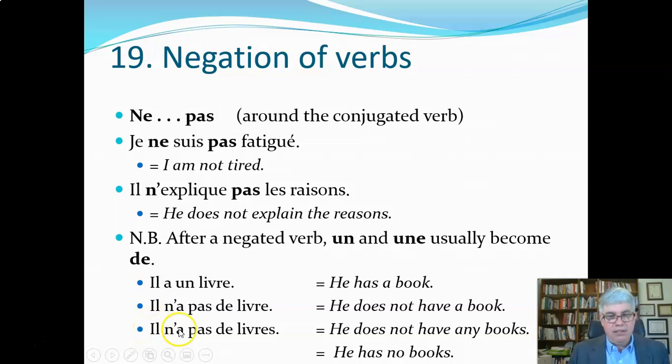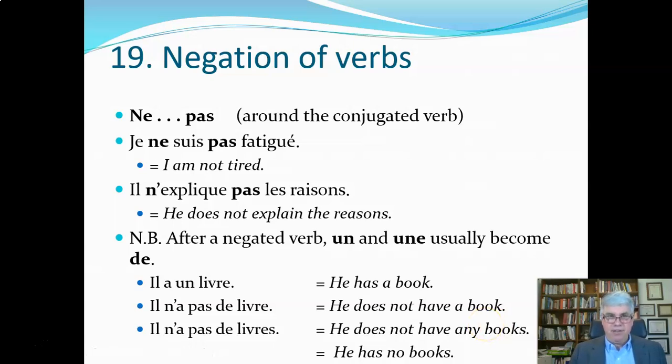Now here we have il n'a pas de livres with an s, and we can translate that as he does not have any books. So here we've got de translated as any. Here we've got de translated as a. And you know what? There's not a whole lot of difference between he does not have a book and he does not have any books in English, but there's slight differences.